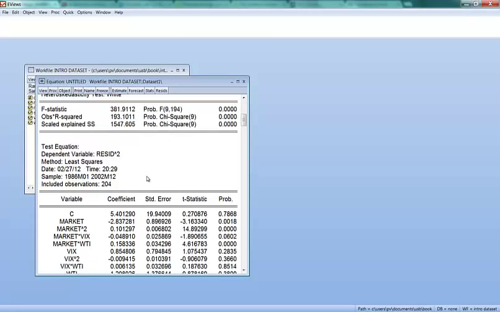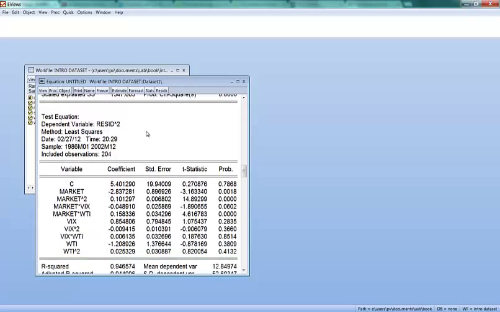Now, this auxiliary regression is shown in the second part of the output. As said, the dependent variable are our squared residuals. Independent variables are the same independent variables we have in the original regression, but also their squares. We might actually also use cross products, as we have over here the market times the VIX or the market times the WTI, for example.